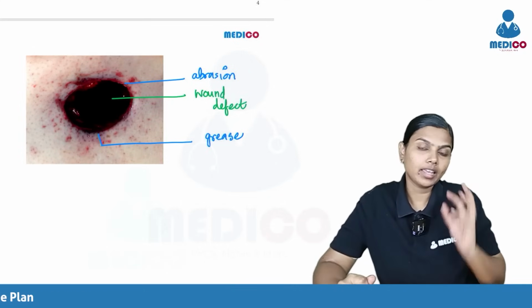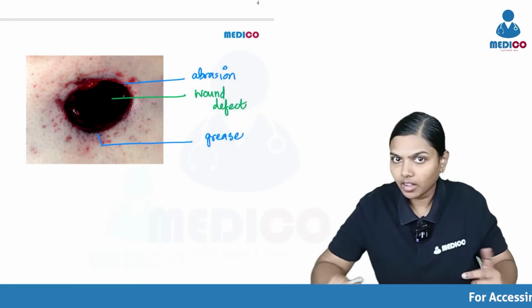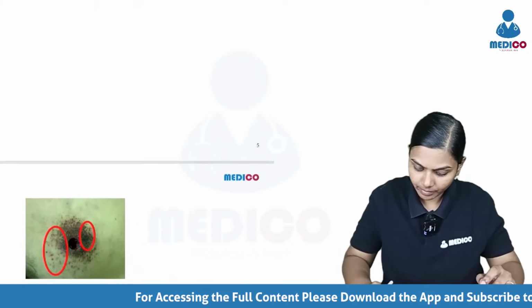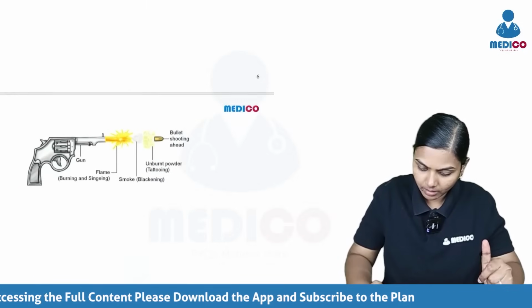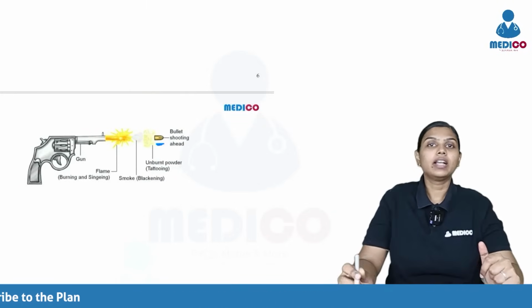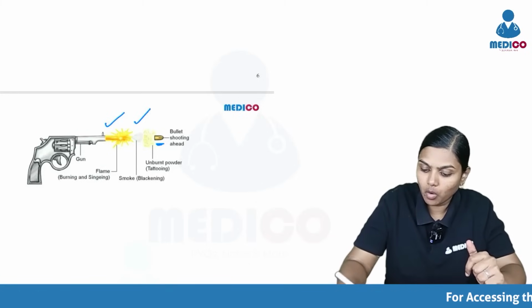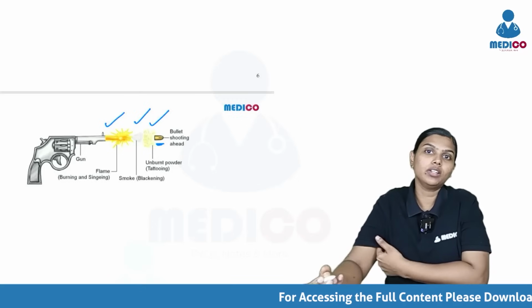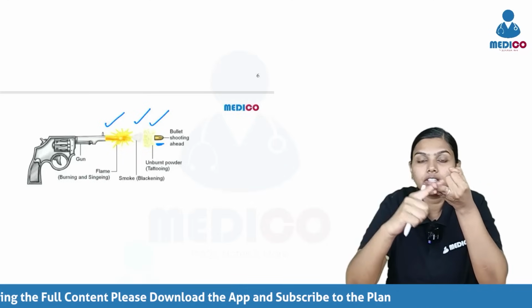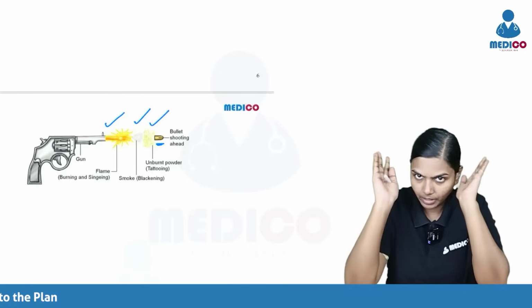Now, this is a case of firearm injury. I am saying this is a case of firearm injury. How am I saying? Because whenever a bullet comes out, along with it there will be flame, smoke and unburnt gunpowder. You will get to see all four of these. You will have the bullet coming out, the flame coming out, and the burnt and unburnt gunpowder coming out.